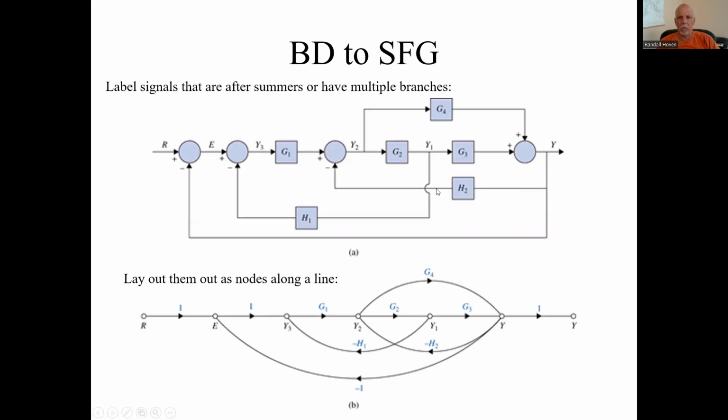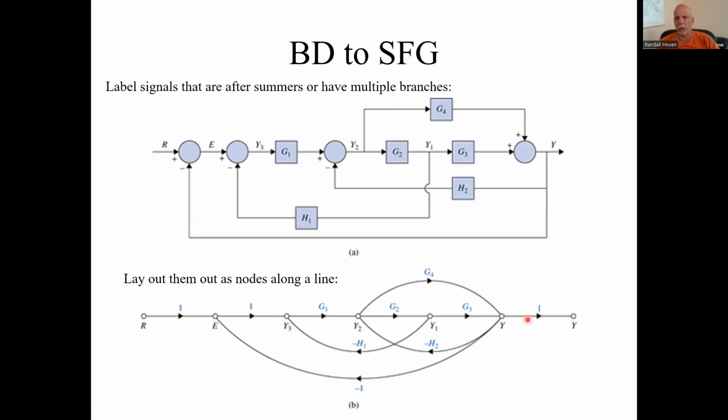No summer here, no multiple branches, so we don't need to label this one. This is Y1, it's already labeled. No summer or multiple branches here, we don't need to label it either. So we've labeled every signal that we need to label. So we lay them all out as nodes on a horizontal line. R is a signal, that's a node. Then E, Y3, Y2, Y1, and Y.